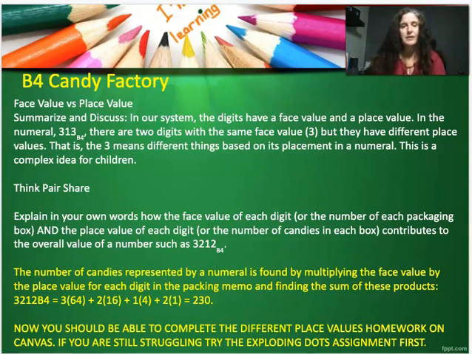When you're doing exploding dots, make sure you read the directions because you have to take notes, but you also have to write down all your calculations, and you're uploading that to the assignment.